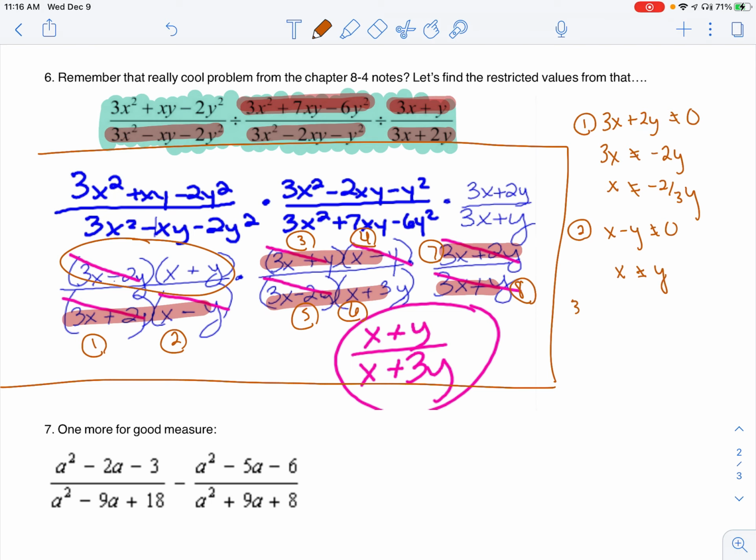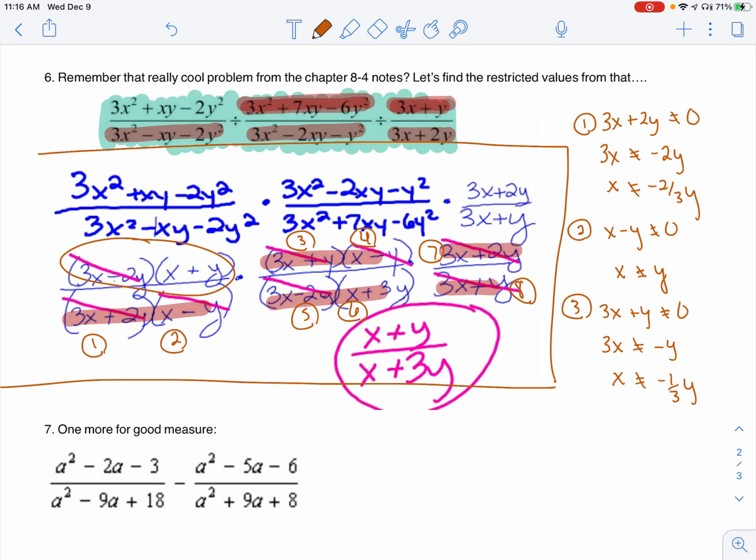Let's look at the third one. The third one says 3x plus y is not allowed to be 0. So let's get x by itself. Or honestly, you could probably get y by itself too. It doesn't really matter to me as long as you solve for one of the variables. I'll just stay consistent and get x by itself. So I'll do 3x is not allowed to equal negative y, divide by 3. X is not allowed to be equal to negative 1/3 y.